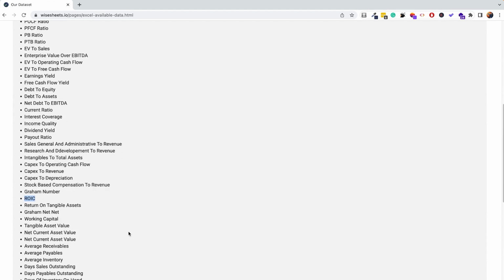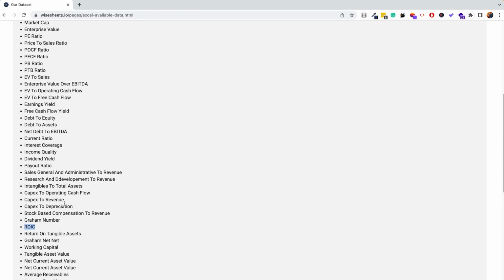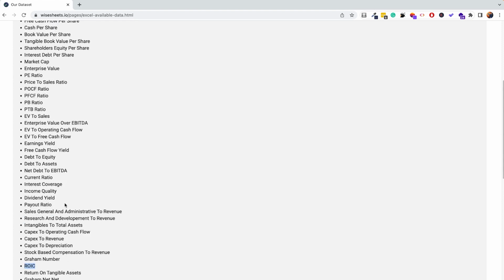Unfortunately, there is not a direct ROA metric available yet. This is something that may be added in the future. However, there are all the other metrics that make the ROA calculation possible. So that's how we're going to do it.